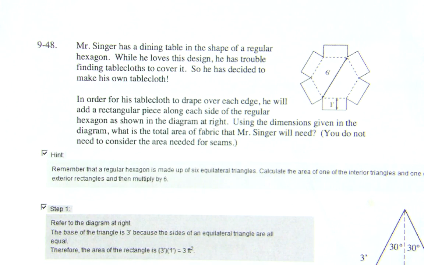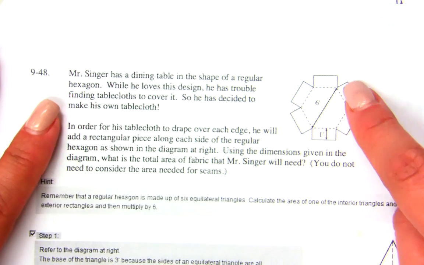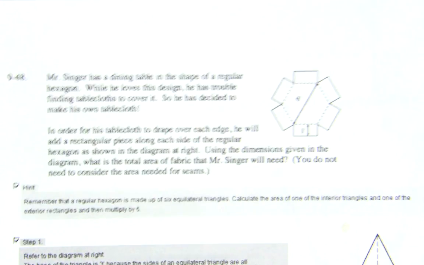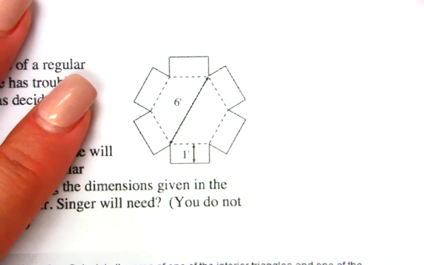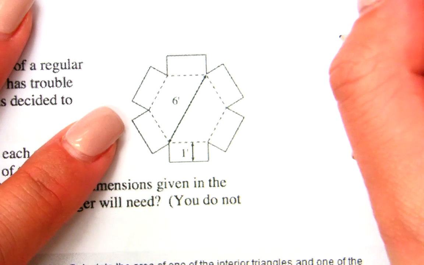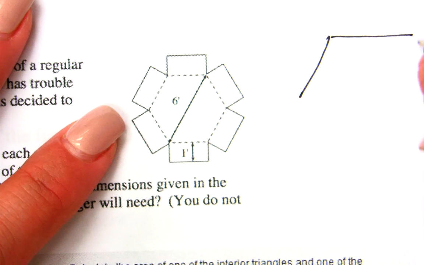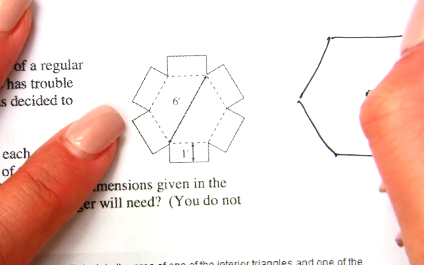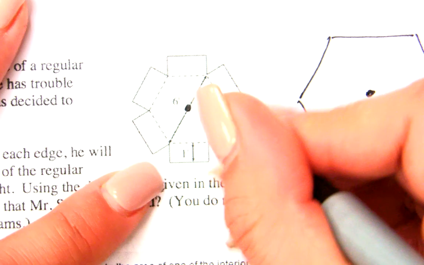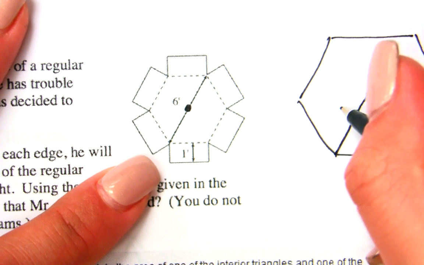Okay, so the diagonal is this one. It looks like it's a 6. So that means if you redraw your hexagon, you should get, it's in the middle, so half of it is going to be 3.